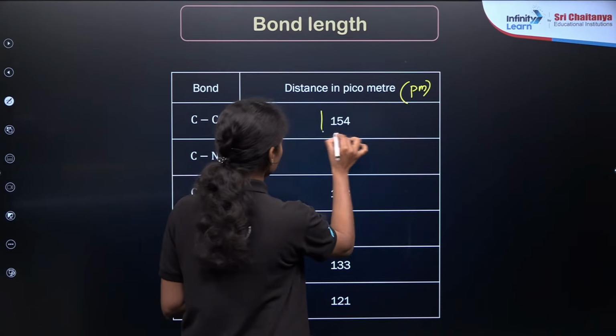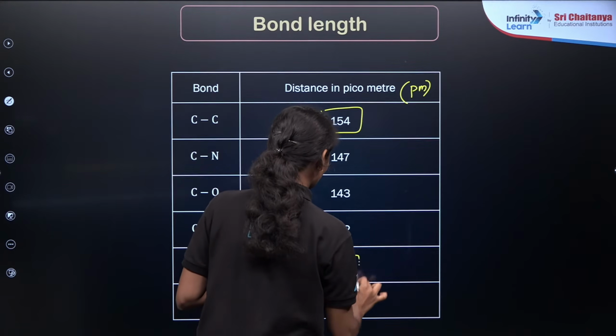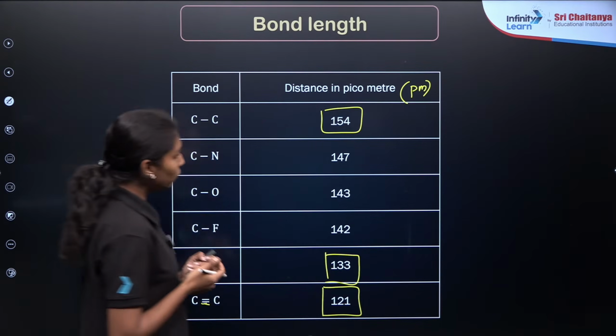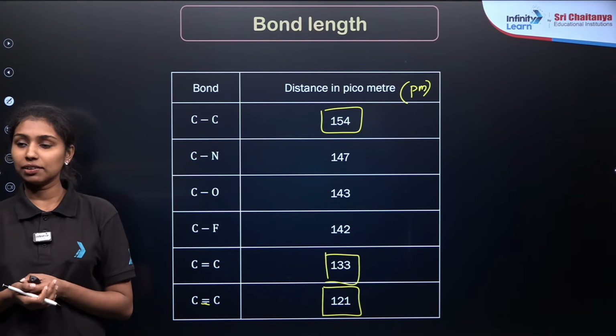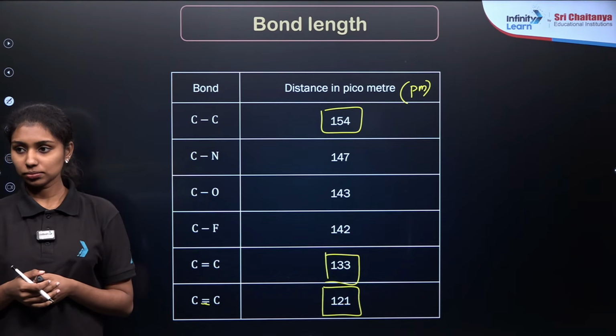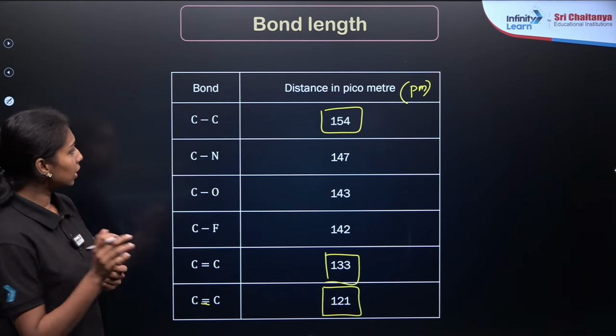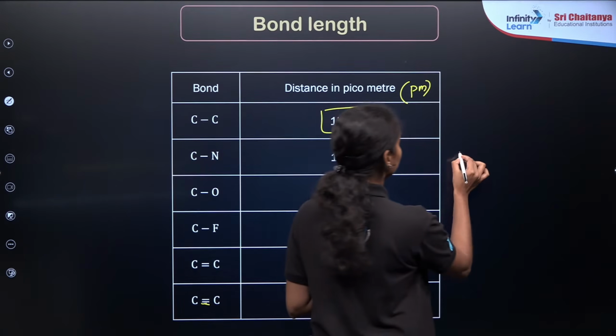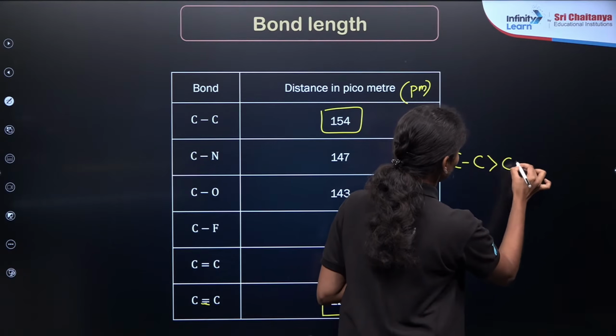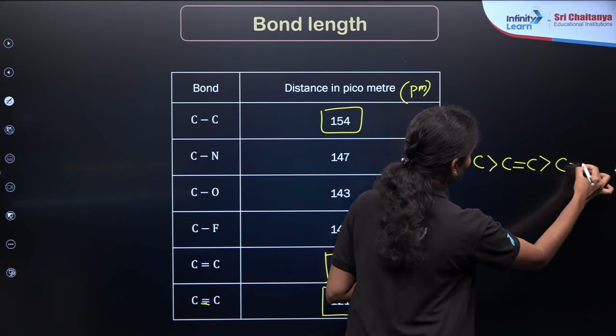Just compare the values of single bond, double bond and the triple bond. The last one is a triple bond. Which one is having more value here? It is already given in the table. Yes, single bond, right? So single bond strength will be maximum, then double bond, then triple bond, right?